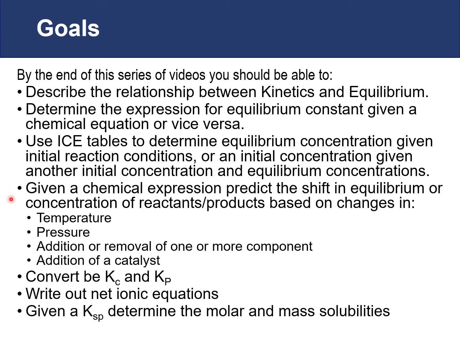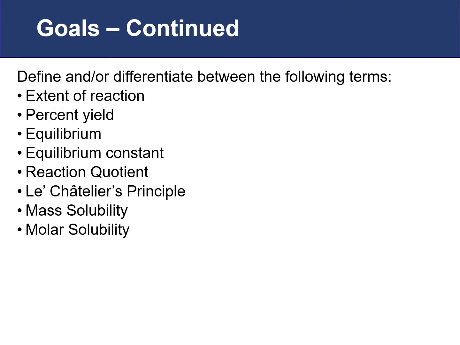Given a chemical expression, predict the shift in equilibrium or concentration of the reactants or products based on changes in temperature, pressure, the addition or removal of one or more of the components, and the use of a catalyst. You should be able to convert between Kc and Kp, write out net ionic equations, and given a Ksp value, determine the molar and mass solubilities.